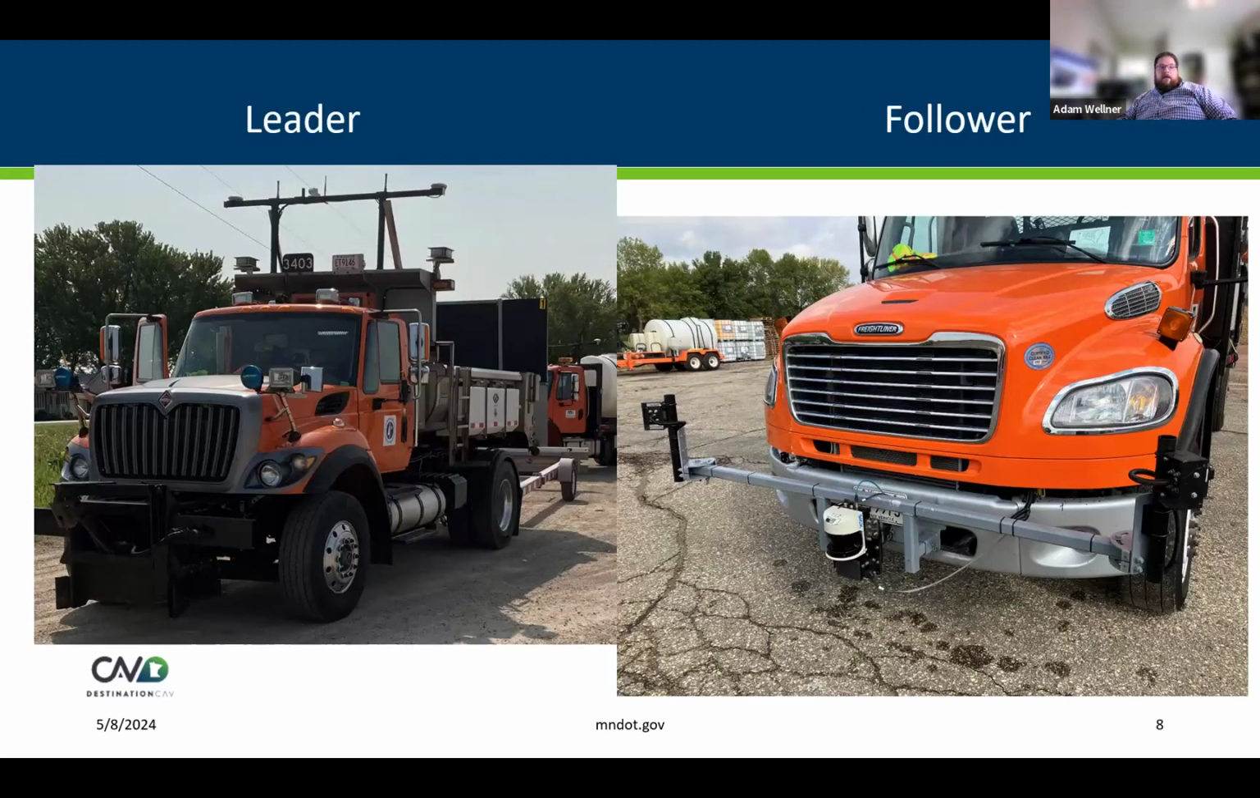So here's a couple of pictures of our trucks. If you're not paying attention, it looks a lot like just about any other MnDOT truck. Our leader truck is just a standard plow truck with just this antenna rack added to the top. And the follower truck from the outside looks pretty similar, except we've got this suite of sensors on the front, which help with some object detection and some blind spot detection. As this truck is being operated from the leader truck, we need a little more information about what's happening around that follower truck.